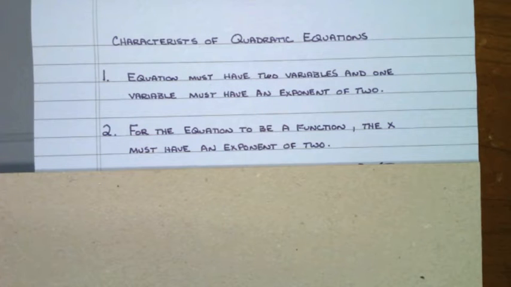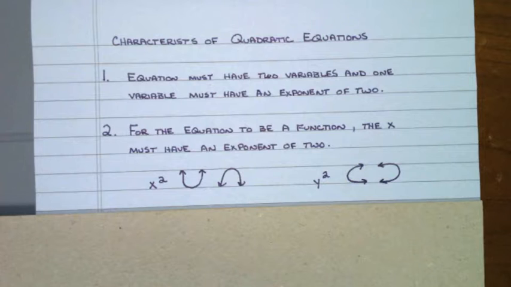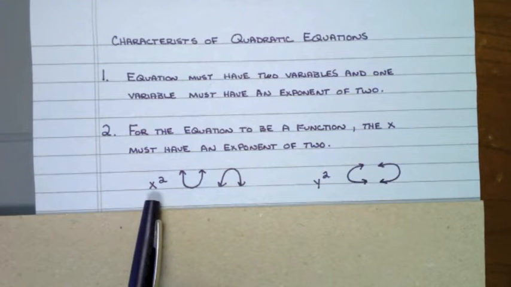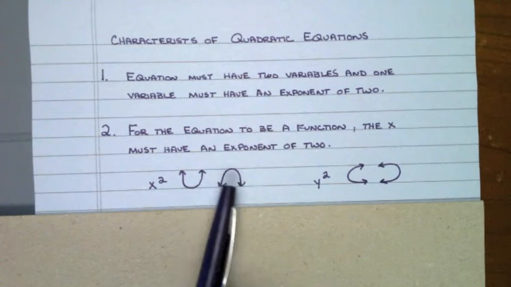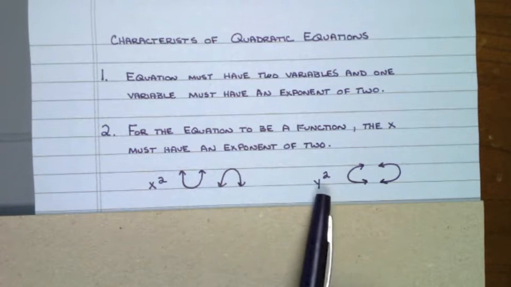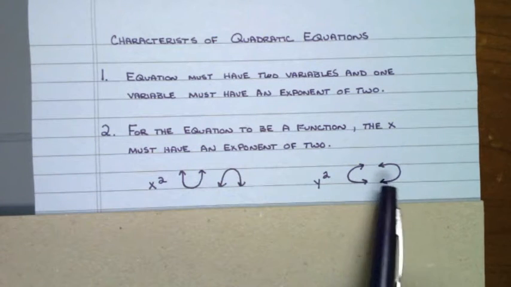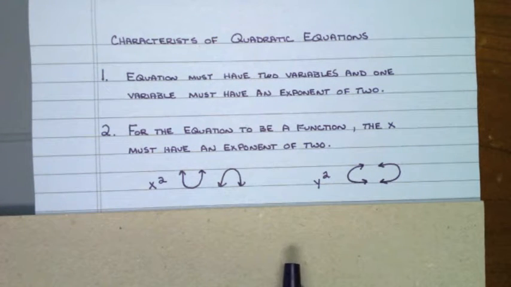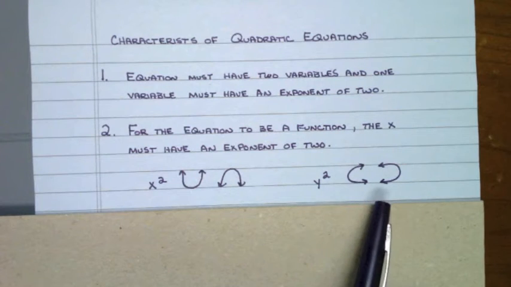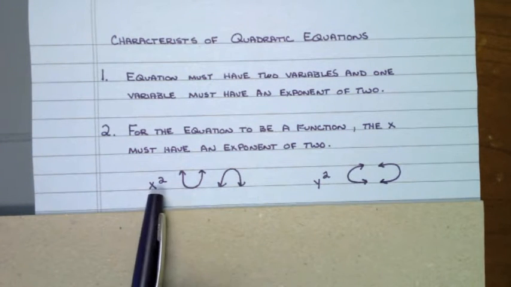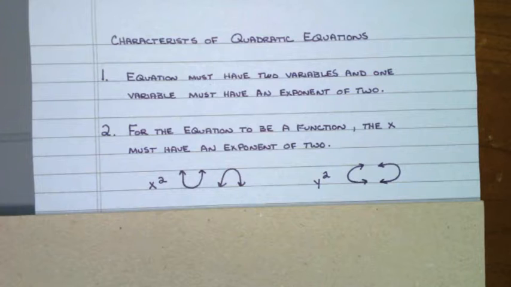Only if the x is squared will it be a function. Only if the x is squared will it open up or down. If the y is squared, it's going to open up left or right. Here's an example. If it has an x squared, it's going to open up or down like this. But if the y is squared, it's going to open up left or right. If the y is squared, they're not functions. If the x is squared, they are functions.